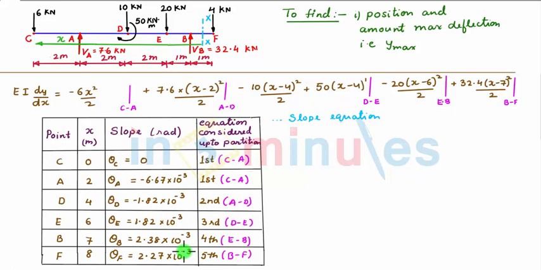So we see that our slope is 0 at point C. Also, our slope is changing from a negative value at point D to a positive value at point E. This means that the slope would be 0 between point D and E. So our deflection may be maximum at point C, or it may be maximum between point D and E, at which your slope theta is 0.